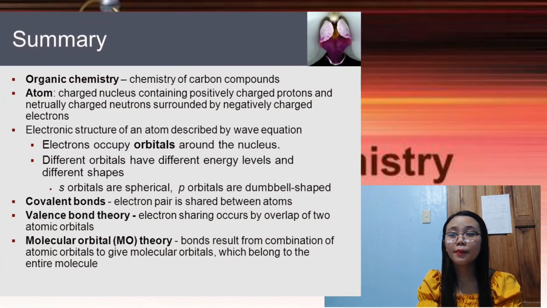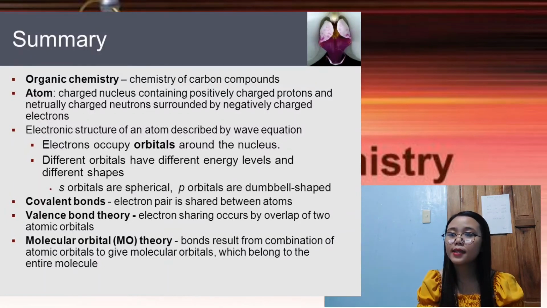Organic chemistry is the chemistry of carbon compounds. An atom has a charged nucleus containing positively charged protons and neutrally charged neutrons surrounded by negatively charged electrons. The electronic structure of an atom is described by a wave equation. Electrons occupy orbitals around the nucleus. Different orbitals have different energy levels and different shapes. s orbitals are spherical, p orbitals are dumbbell shaped.